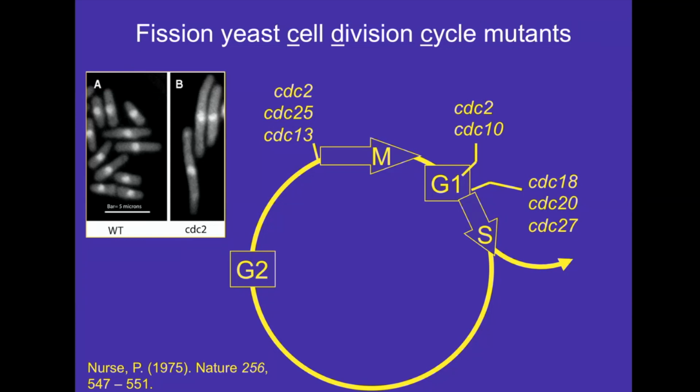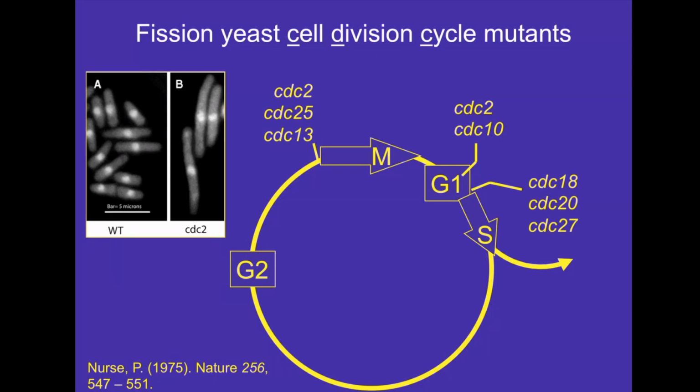And by identifying cell division cycle mutants of this sort, Nurse was able to identify genes which were required, for example, CDC13 here. Again, I'm not sure if you can see my cursor, but you can see CDC13 is labeled on this yeast cell cycle just before mitosis. That's because if you have a temperature-sensitive mutation in the CDC13 gene, the cells become arrested just before mitosis.